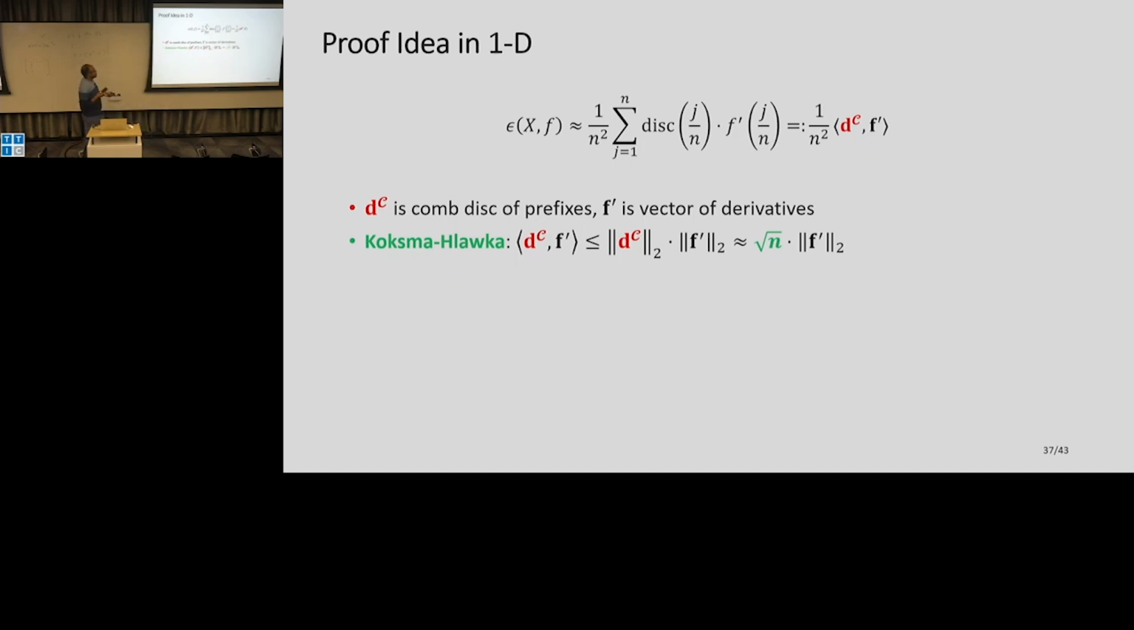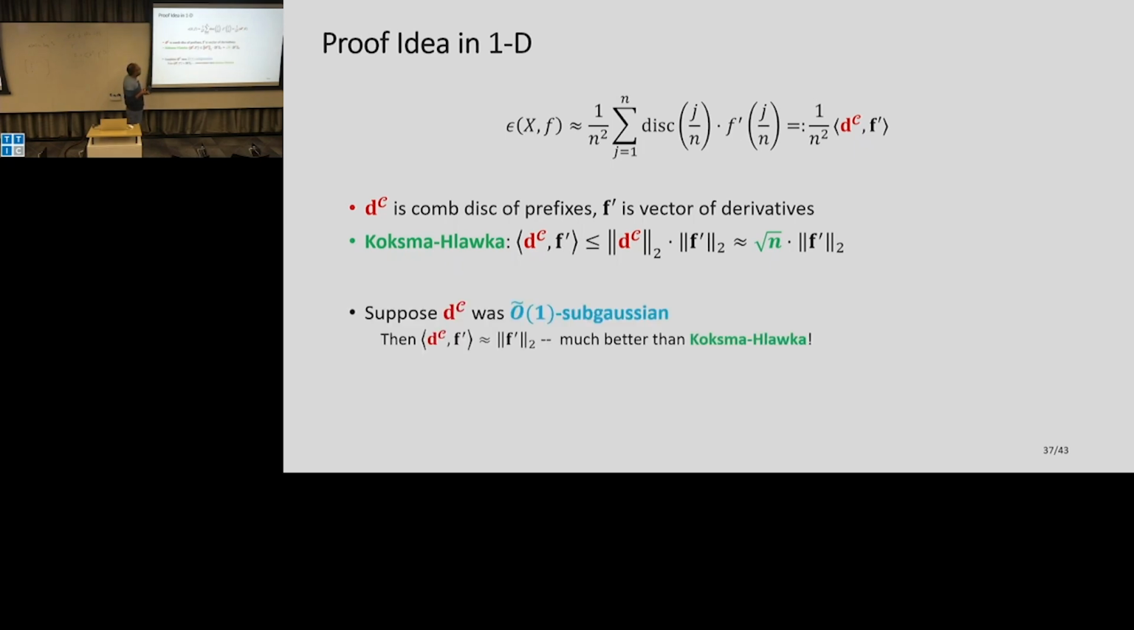So Koksma-Hlawka is basically saying, we know these prefix discrepancies are small, because we get good discrepancy placement of points. But even if each of these coordinates in this prefix vector was, let's say, 1, if you just apply Koksma-Hlawka you get a root n times this L2 norm of f prime. But if you knew that your prefix vector was sub-Gaussian, you would not lose that root n. You would gain that. So this suggests, nice, maybe I can exploit the sub-Gaussianity of this discrepancy to not lose what I would have lost with Cauchy-Schwarz.